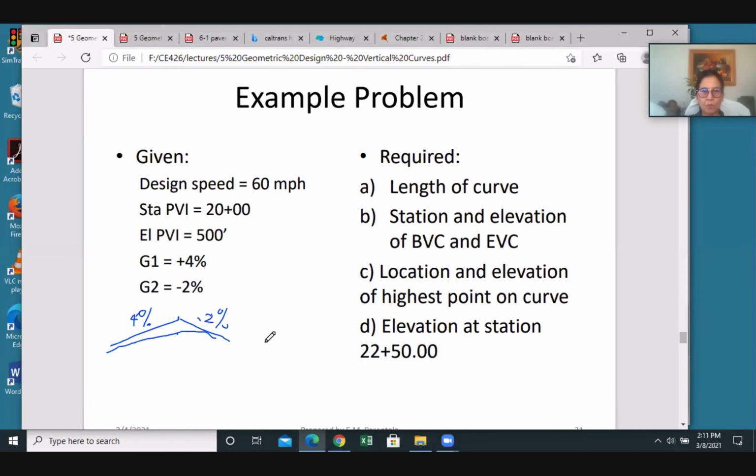Which equation shall we use here? Okay, let's try doing that first. This is a crest curve, and we have an equation for S less than L. I like to solve using S less than L first because the equation is shorter, and oftentimes this is the one that will give you the result that will satisfy the requirement.